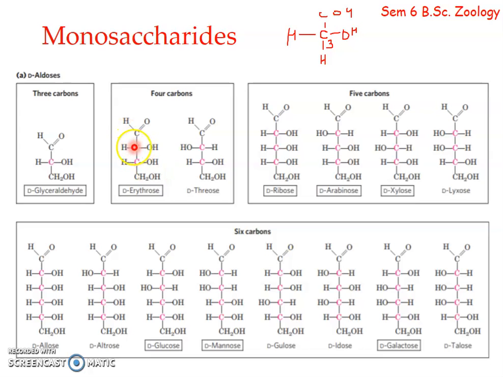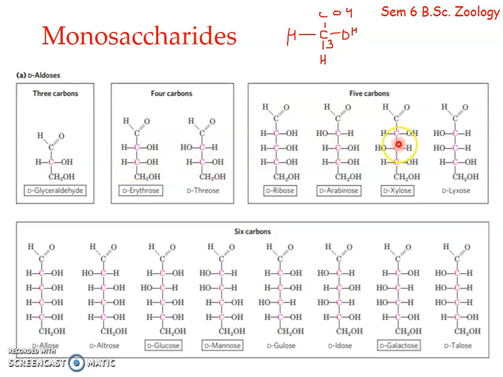This one is asymmetric because it has CHO, hydrogen, hydroxyl, and CHOH, CH2OH. So this is asymmetric. What about this one? It is CHOH, CHO, then CH2OH, hydroxyl, and hydrogen. So again, this is also asymmetric.